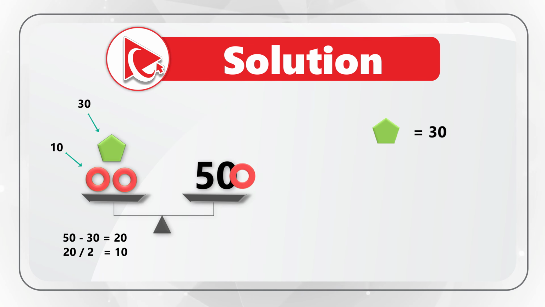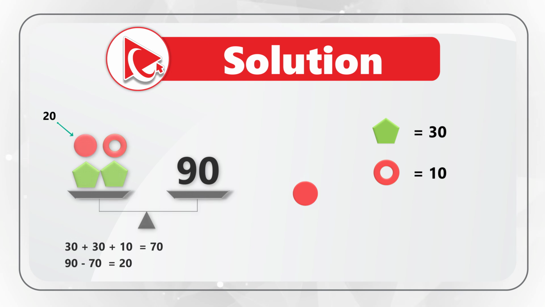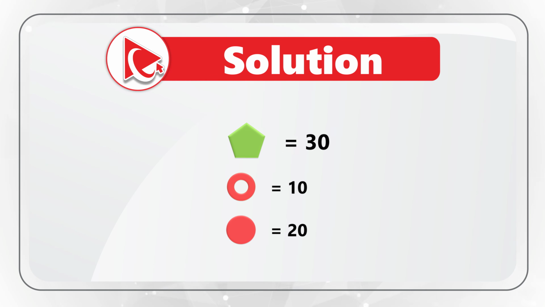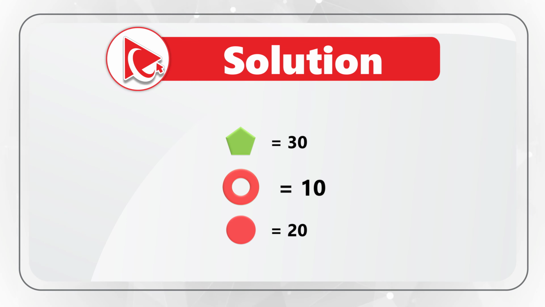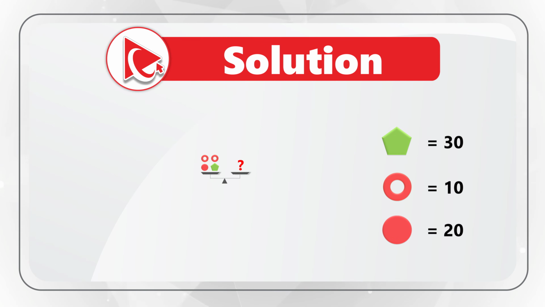On the next scale, we have 2 pentagons, 1 circle, and 1 bagel, and the combination of these shapes equals to 90. Let's do the math. 30 plus 30, which is the value of 2 pentagons, plus 10 equals 70, which means that the circle equals 90 minus 70, which equals to 20. Now we know the values of all the shapes. Pentagon equals 30, bagel equals 10, and then circle equals 20, and we can calculate the missing number.